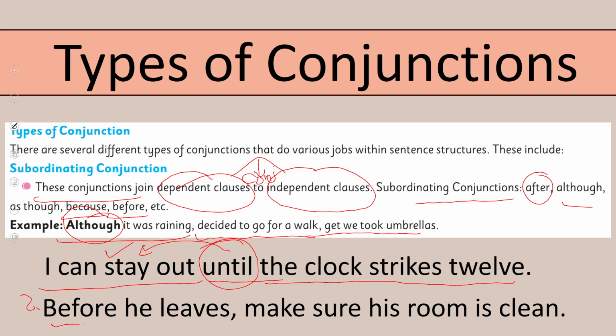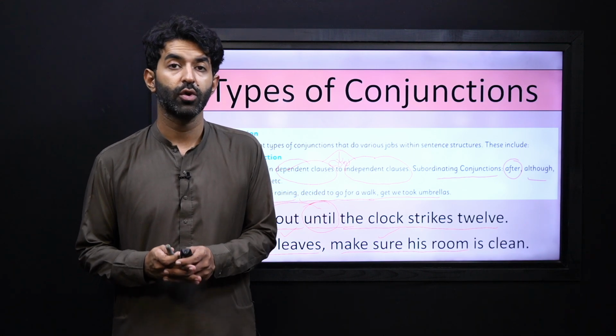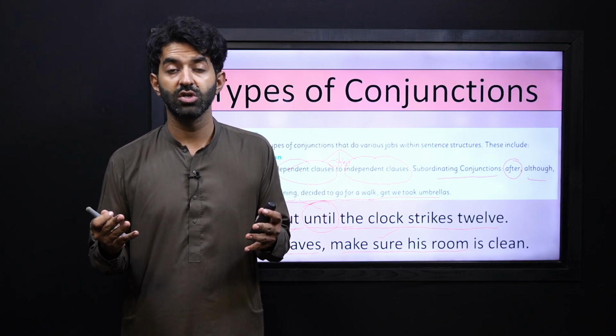Number two, before he leaves, make sure his room is clean. Now, can you find out the conjunction in the sentence? Good. This is before, and it can come at the start of the sentence. Before he leaves, this is our dependent clause. Make sure his room is clean. This is an independent clause, and they are connected using the word before, which is our subordinating conjunction or just subordinator. So you can see that there are two structures.